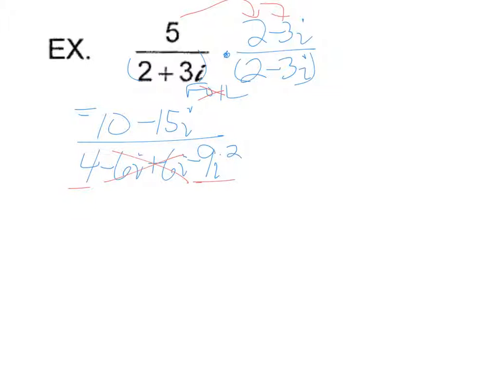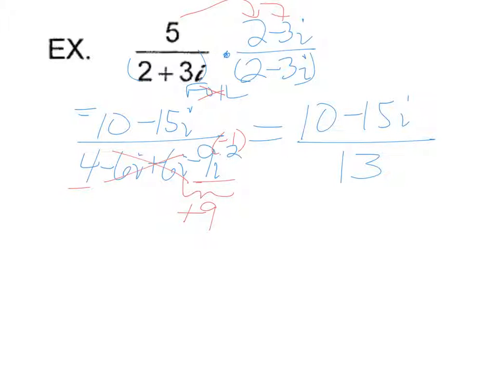On the bottom, I have an i squared, which will turn into a -1. So it's going to be -9 times -1 is positive 9. My top stays 10 minus 15i. On the bottom, I have 4 plus 9, which is 13. Once you get it to that stage, you want to look at all three numbers. If all three divide by something, you want to reduce it down. It has to be all three. It can't just be 2 of them. This one doesn't have anything that divides, so it's finished.